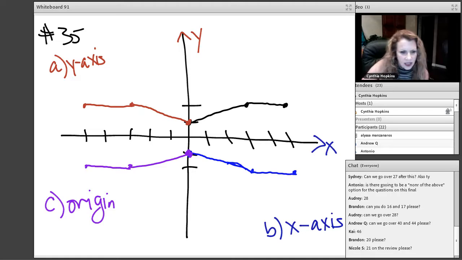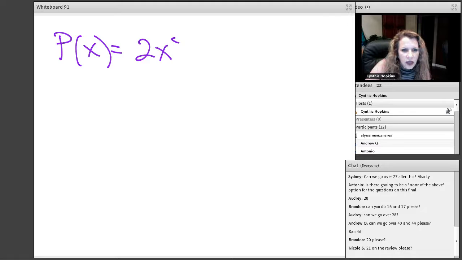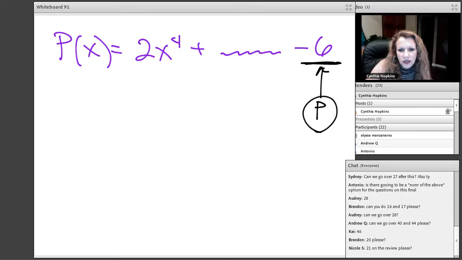Okay, Tyler is asking what P over Q is. All right, P over Q is when they give you a polynomial. Let's say P of X equals, I'm just going to make something up, 2x to the fourth plus blah, blah, blah, and then minus 6. You get your P's from this constant term at the end of your polynomial. That's where your P's are going to come from. And then your Q's are going to come from the leading coefficient.